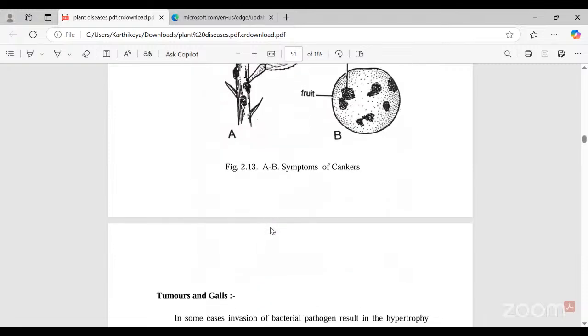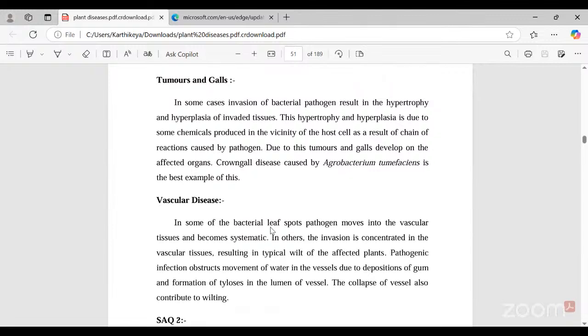This is one. And tumors and galls. In some cases, the invasion of the bacterial pathogen results in hypertrophy and hyperplasia of the invaded tissue. This hypertrophy and hyperplasia is due to some chemicals produced in the vicinity of the host cell as a result of a chain of reactions caused by the pathogen. Due to these, tumors and galls develop on the affected organ. Crown gall disease caused by Agrobacterium tumefaciens is the best example of these tumors and galls.